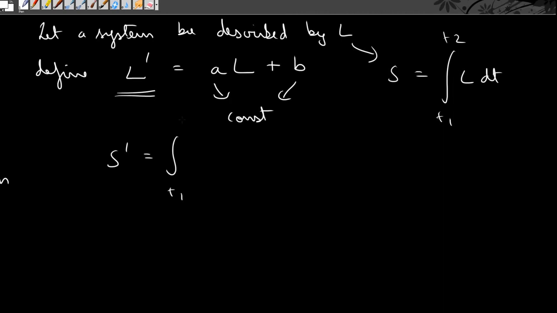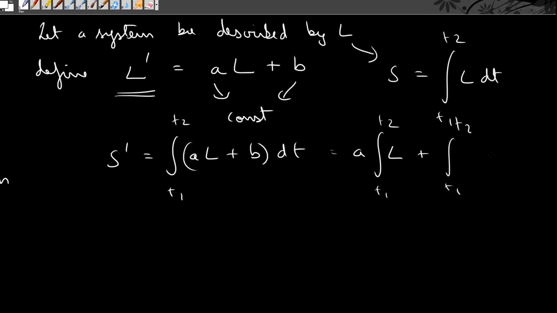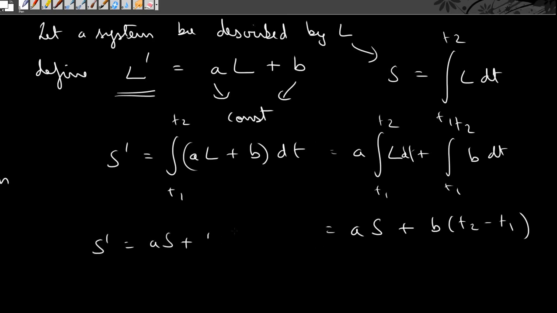Now the action integral corresponding to L dash, which I am going to call S dash, is nothing but the integral from t1 to t2 of (A L plus B) dt, which is nothing but A times the integral from t1 to t2 of L dt plus the integral from t1 to t2 of B dt. So this is nothing but A times S plus B times (t2 minus t1). Okay, so we have S dash equal to A times S plus B times (t2 minus t1). Now this is a constant, right?